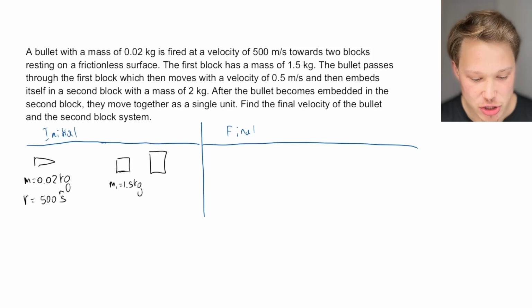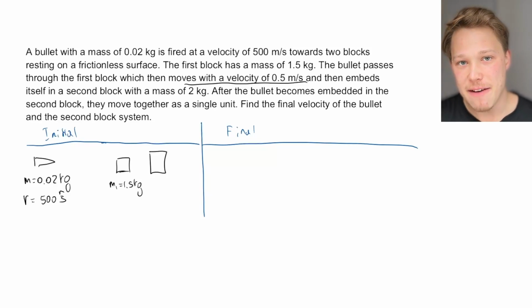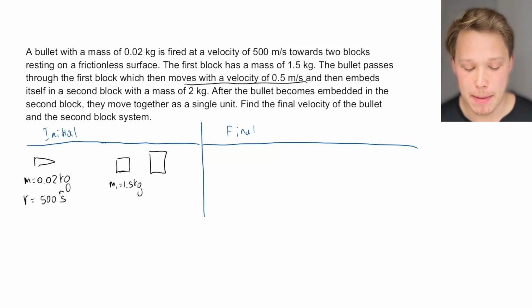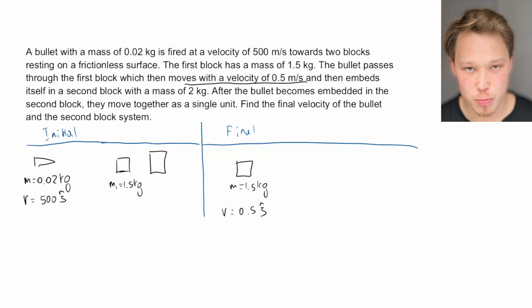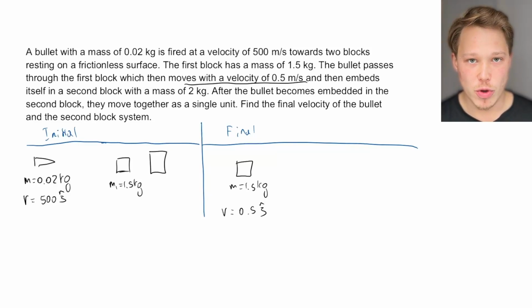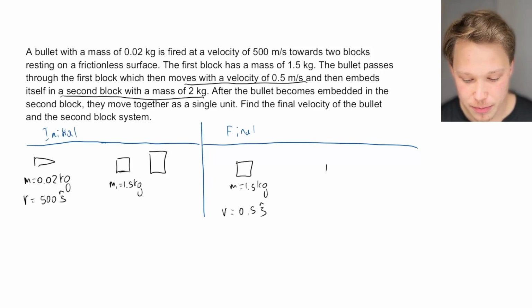The bullet passes through the first block, which then moves with a velocity of 0.5 meters per second. So that's already a final moment, right? Once the bullet passed through the first block, this block is moving with a velocity of 0.5 meters per second, so I'm going to put that in the final box. With every piece of information, you have to decide, are you going to put it in the initial or the final box? Then the bullet embeds itself in a second block with a mass of 2 kilograms.